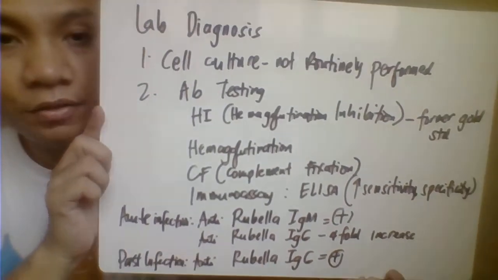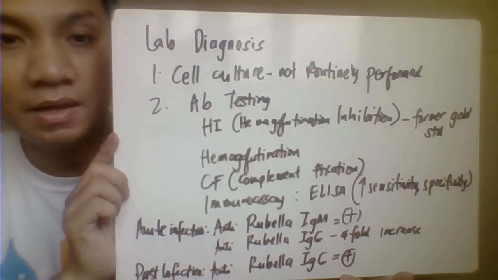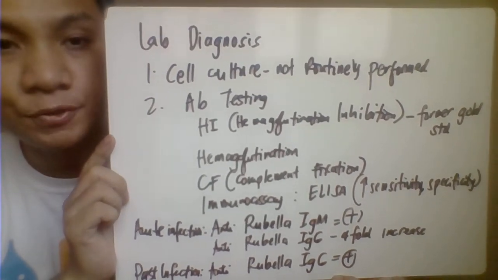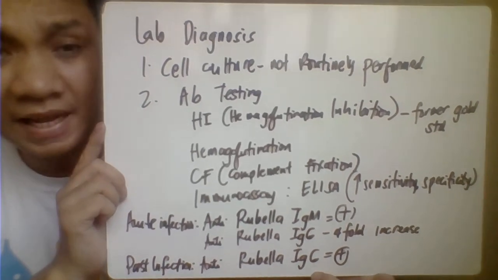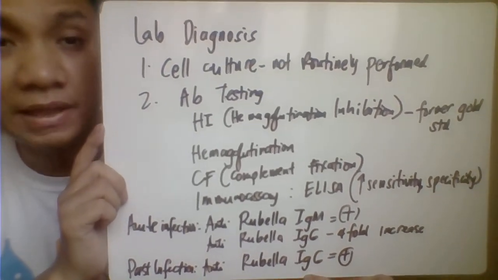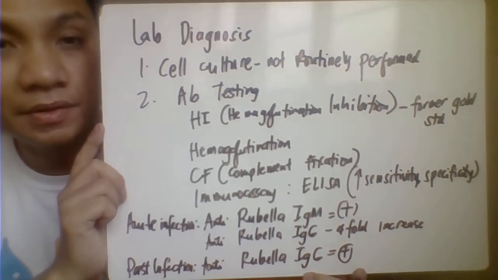Okay, we have here laboratory diagnosis. To diagnose someone with German measles, we have laboratory tests. First, you could perform cell culture. Cell culture, we culture the virus. It's not practical because, again, the result takes quite a while. So our patient might recover before the result comes out.